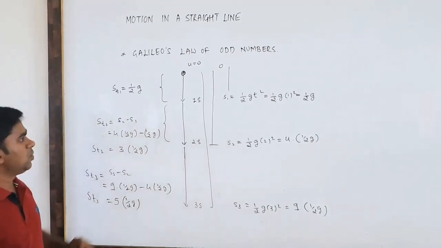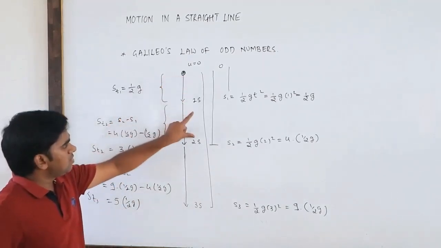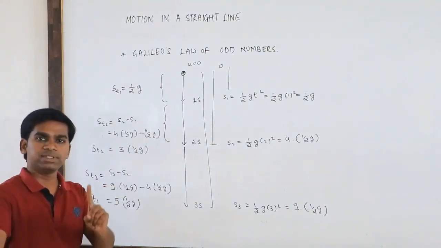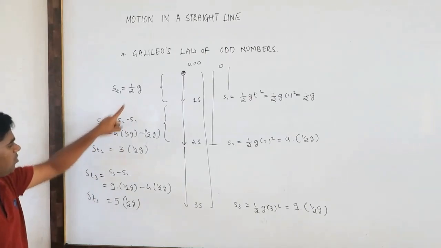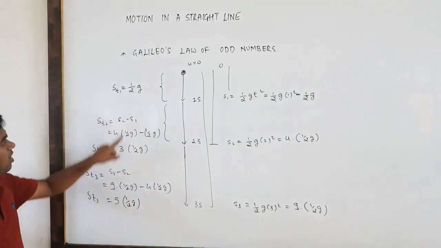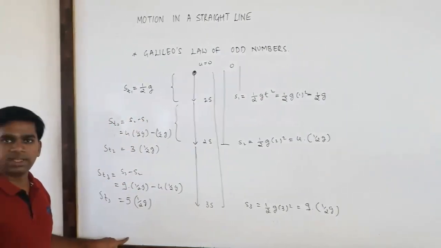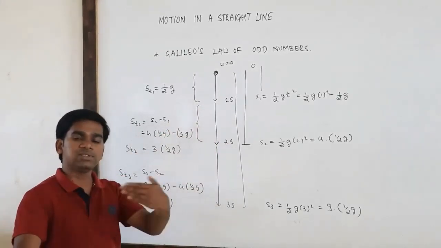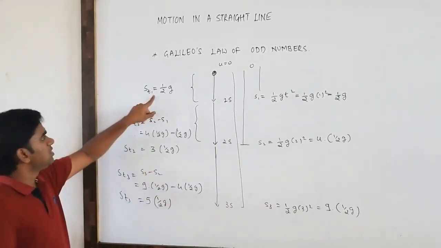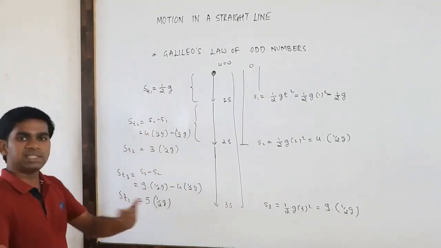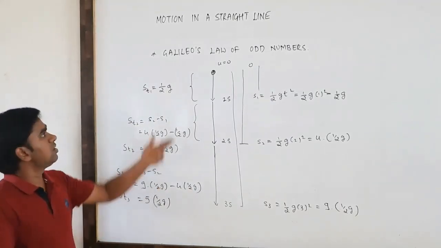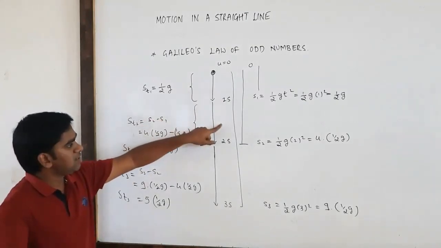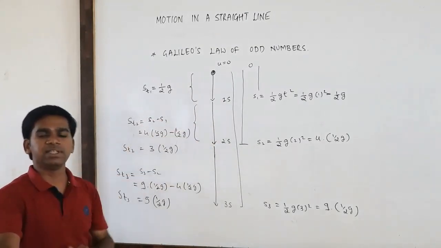Okay. So this 1 second, this 1 second, this 1 second, all have equal intervals of time, 1 second. But distances traveled are not the same. Distances traveled are different. Time intervals are the same, 1 second, 1 second, 1 second. Because velocity is changing, distances traveled in those 1 seconds are different. This is what Galileo concentrated on. Distances traveled in equal intervals of time are not the same.